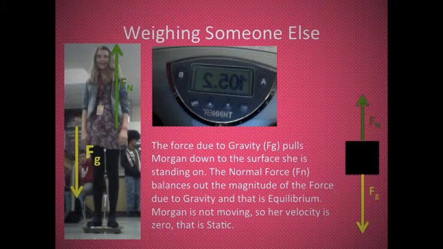The same forces that were applied to Lexi in the previous slide are being applied to Morgan. The force of gravity pulls Morgan down, while her natural force pulls up. Because both of these forces acting on her are balanced and Morgan is not moving, she is in a state of static equilibrium.